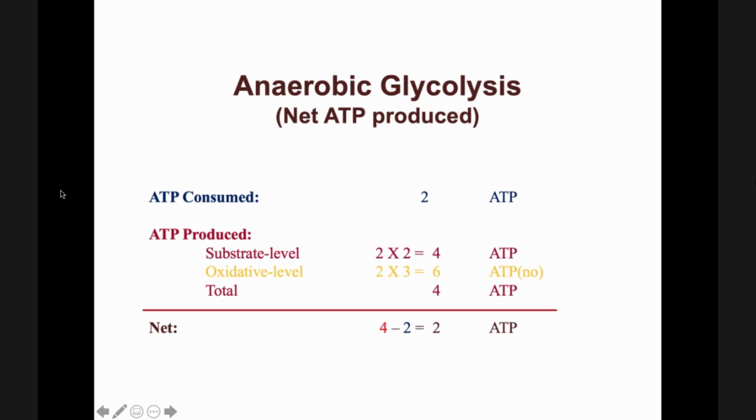Yes, clear. But why is the lactate obligatory? I didn't understand it well.